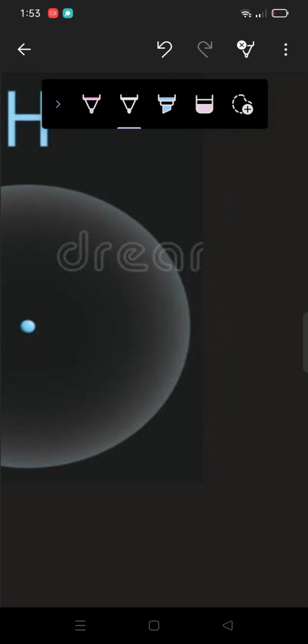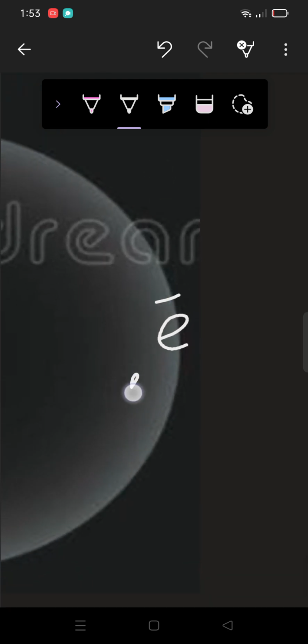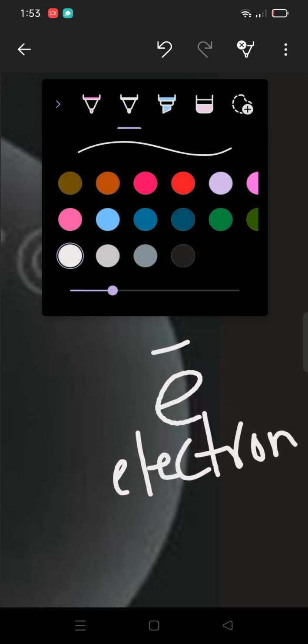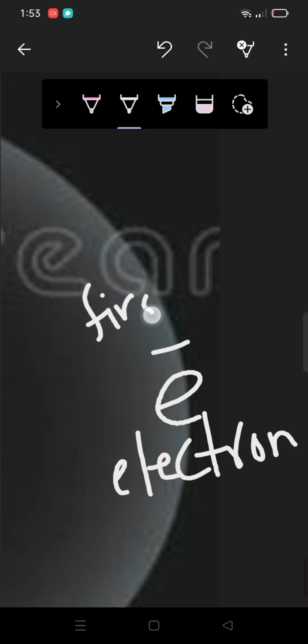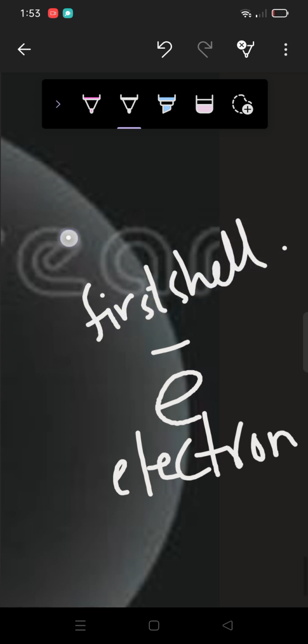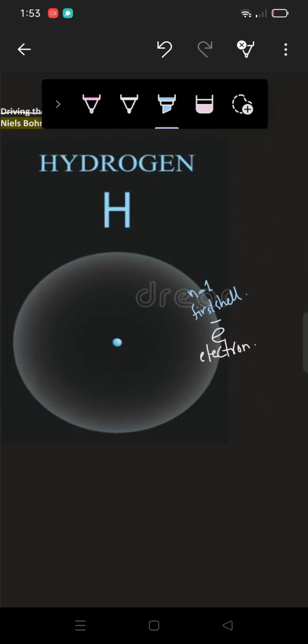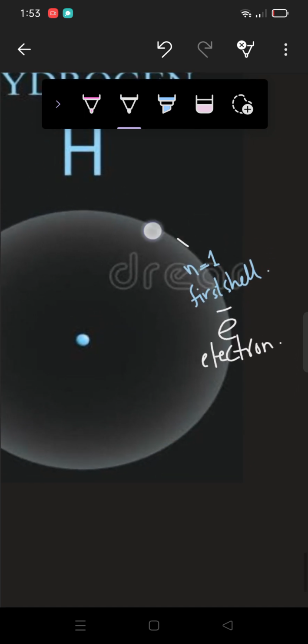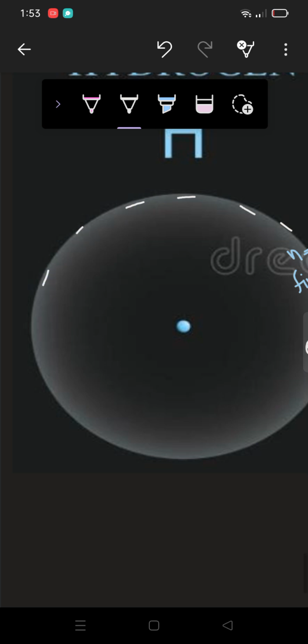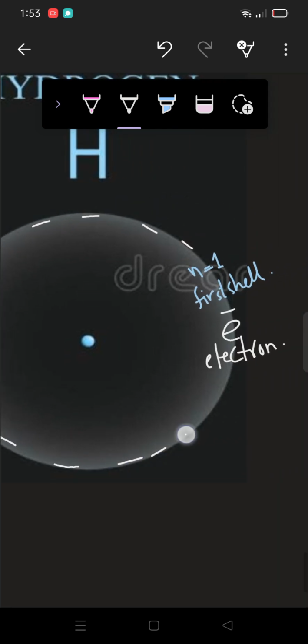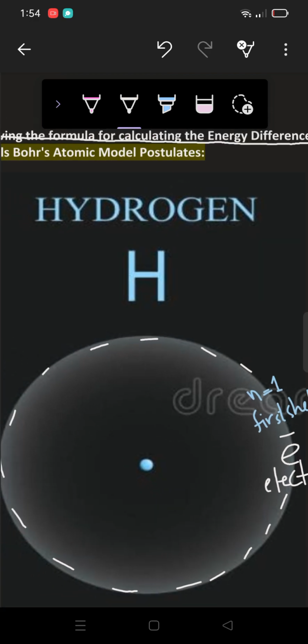Now suppose I have an electron which is revolving in this shell, and this is basically the first shell. Okay, this is the first shell, or you can say this is n1, because n represents the number of the shell. So this is n1, or first shell, and the electron is revolving in it.